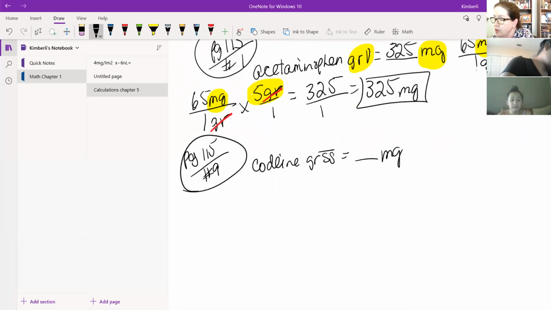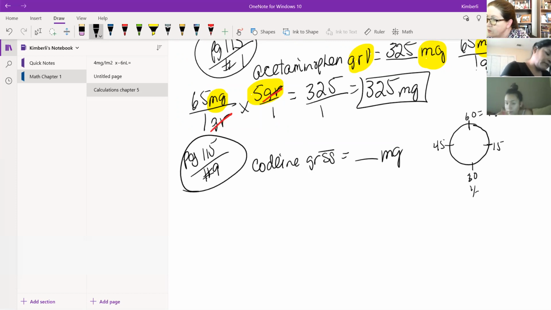Okay, when we're looking at coding, at one point I had a math book that showed a clock. And it showed coding in minutes. Okay, so 60 milligrams is 1 grain. 30 milligrams is 1/2 grain or half an hour. 1/4 grain would be 15 milligrams. And this kind of made sense because it helps us remember if it's a clock, there's going to be 60 minutes in an hour.